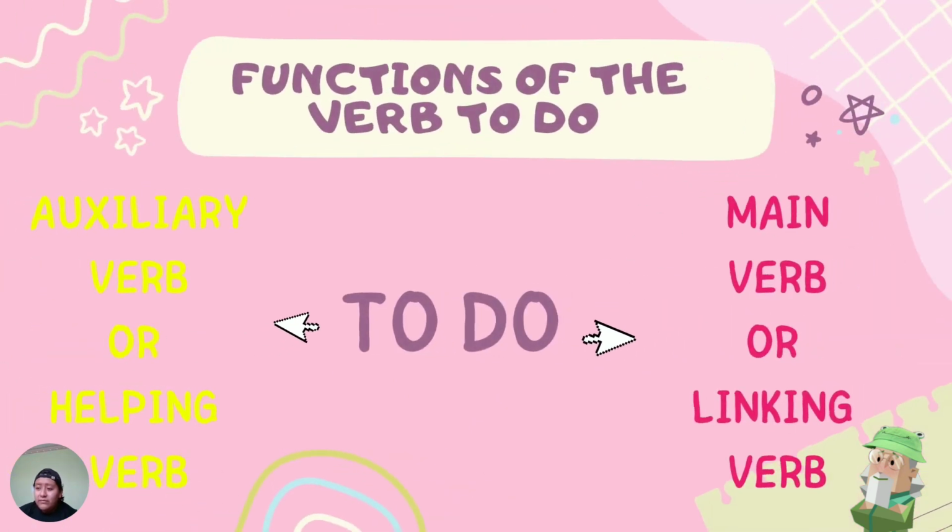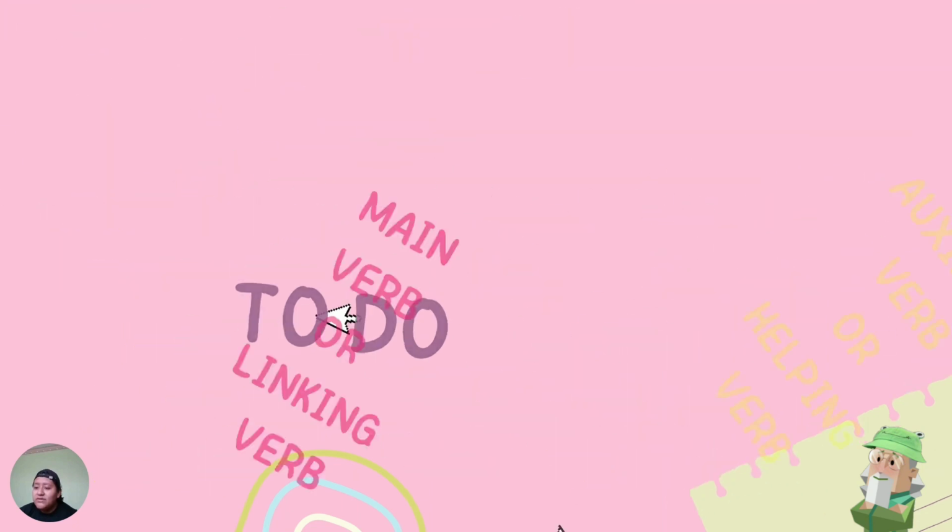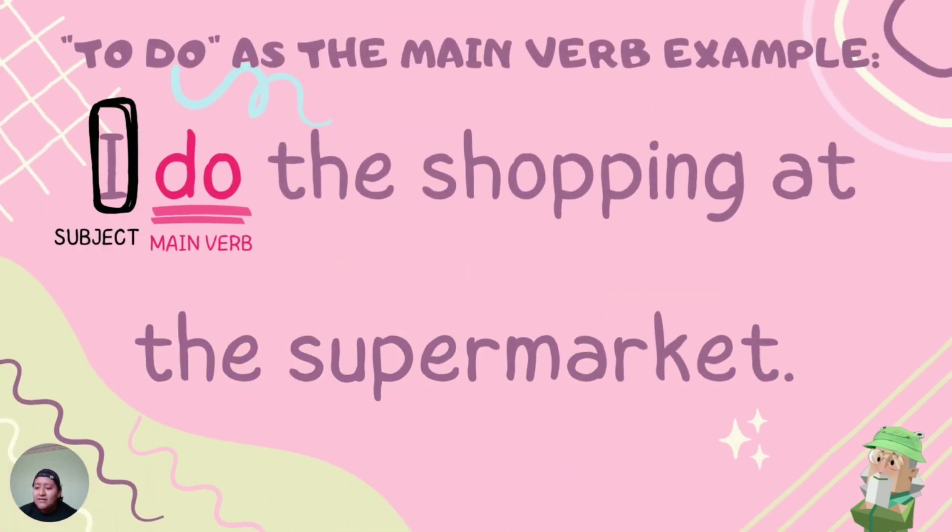Functions of the verb to do. The verb to do can function as a main verb or as an auxiliary verb. As the main verb, the verb to do can be the action or can replace a more specific action in a sentence. For example, I do the shopping at the supermarket. The main verb is do. I is the subject.